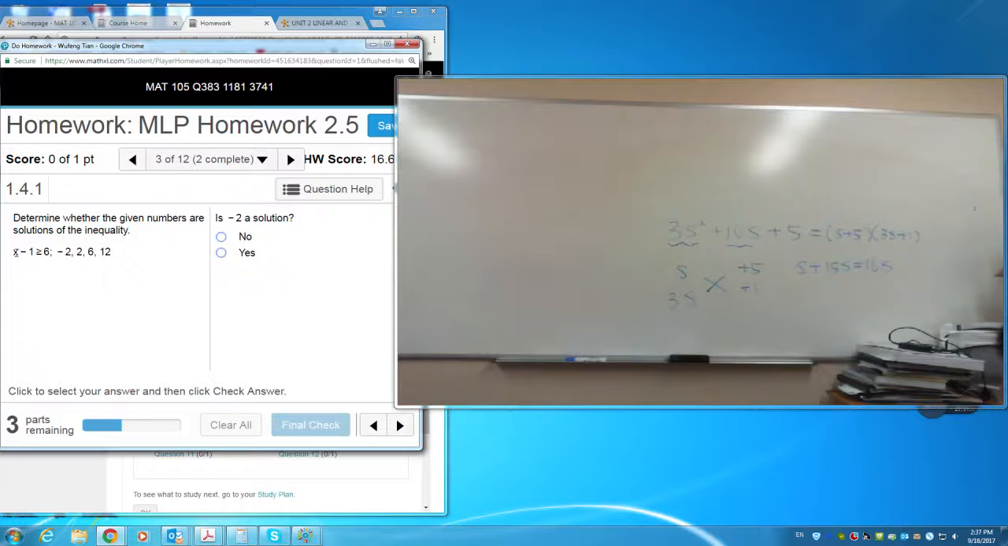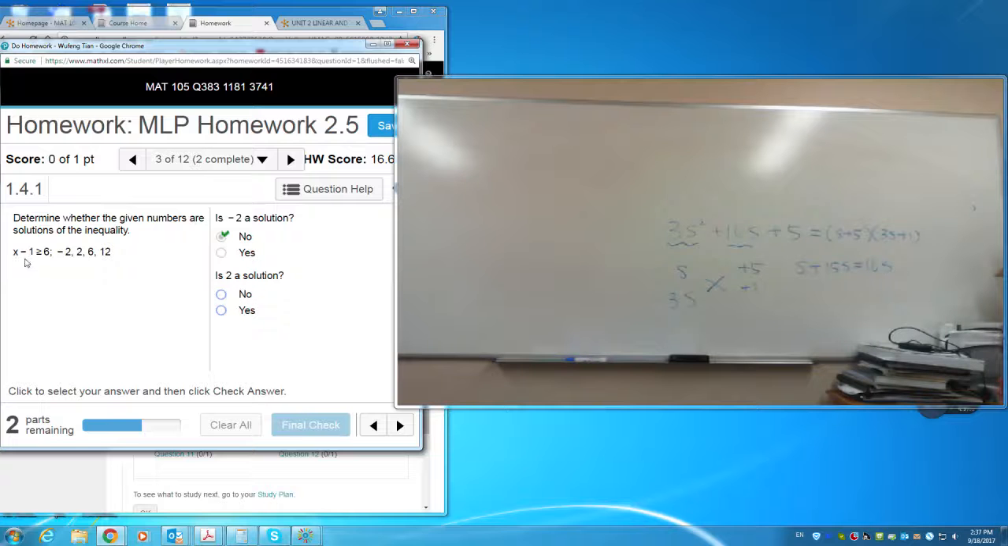Is x equals negative 2 a solution? Plug negative 2 into here. Negative 2 minus 1 is negative 3. Is negative 3 bigger than or equal to 6? No, it is not a solution.